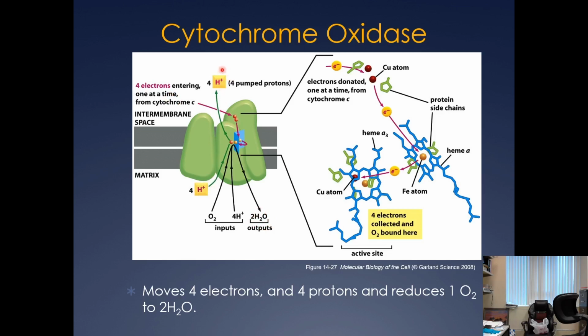Okay, so stop and think about this for a second, because what you're doing is you're pumping 4 protons, plus you're removing 4 protons in the process. And so you can see how efficiently, with just moving 4 electrons, you've had the net result of changing 8 protons, right? 4 have been pumped and 4 have been taken up and added to oxygen. Okay, so just a really cool mechanism here with cytochrome oxidase.